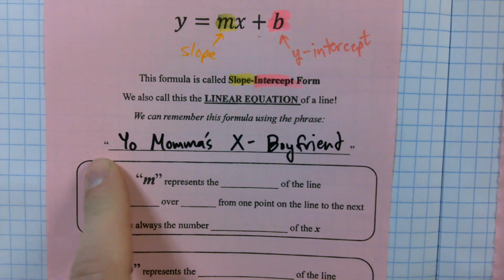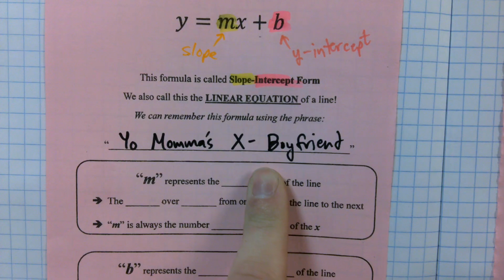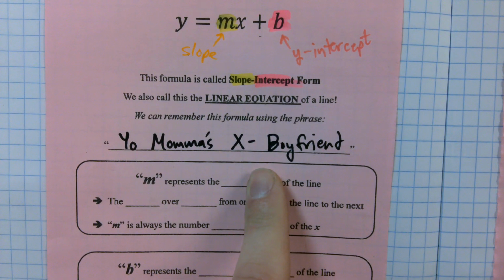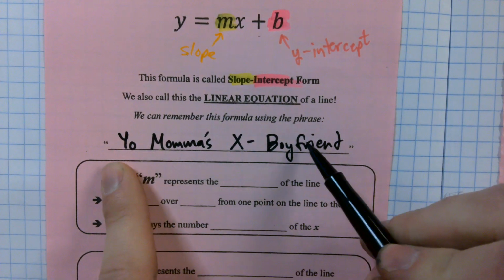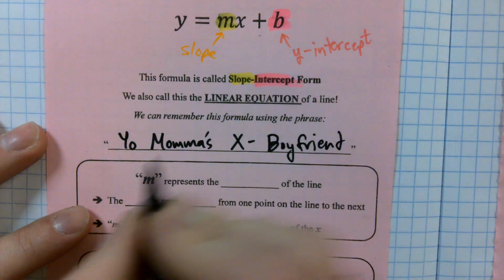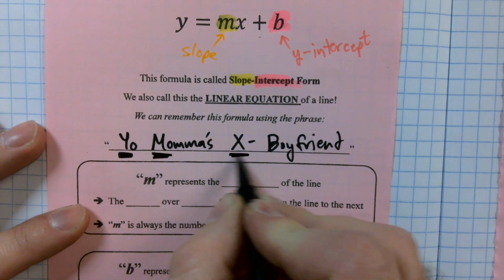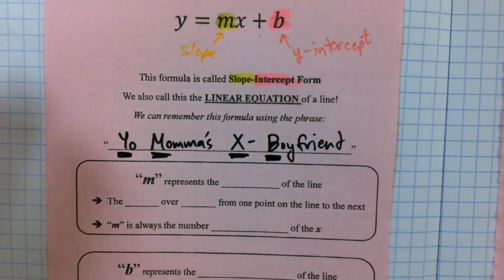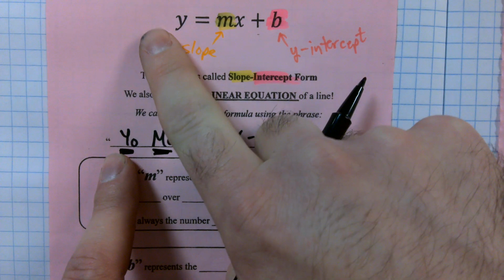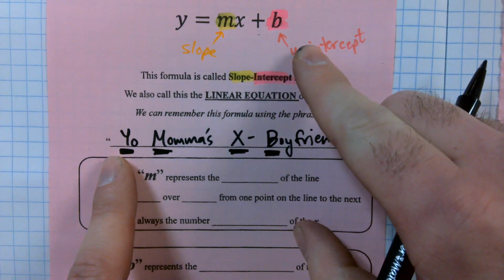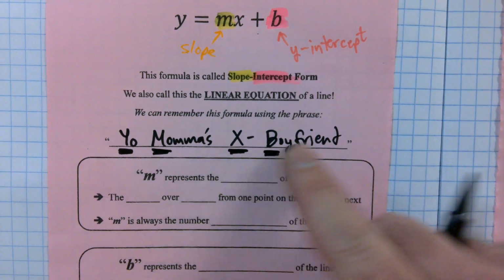Okay, everybody repeat after me. Yo, mama's ex-boyfriend. Okay, I don't need to know about your mama's business, all right? So don't tell me. But this is just a way for us to remember that our formula, the order goes Y, M, X, B. So Y equals MX plus B stands for, in our heads, yo mama's ex-boyfriend.